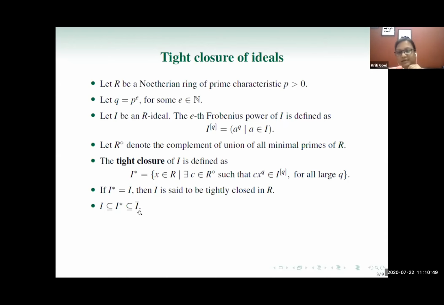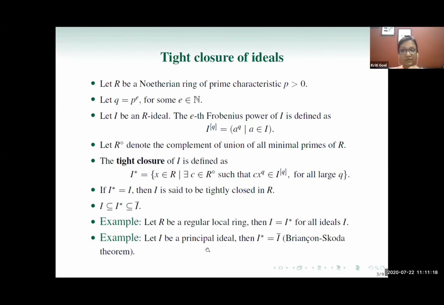A very quick example of tightly closed ideals is integrally closed ideals. This means if an ideal I is equal to its integral closure, then it is also equal to its tight closure. Other quick examples using this observation are when the ring is a regular local ring. In this case, if you pick any ideal, it's tightly closed. This requires flatness of Frobenius functors and various other things. The other example is a consequence of the Briançon-Skoda theorem, and it says that if we have a principal ideal, then the tight closure and the integral closure of the ideal coincide.